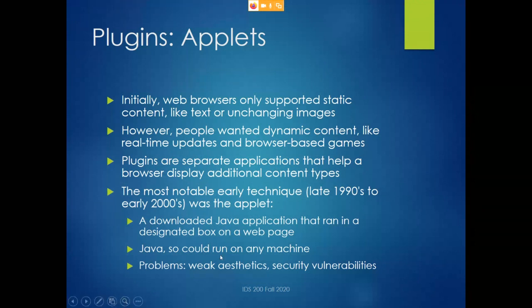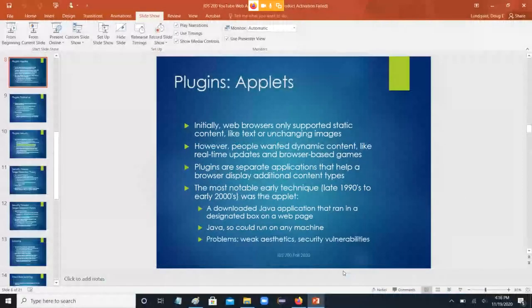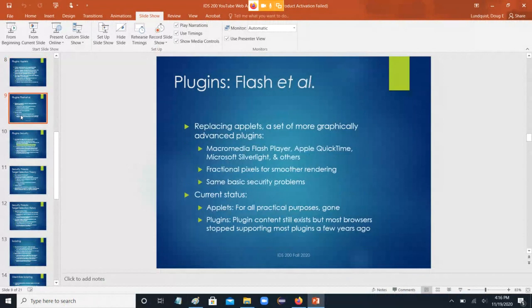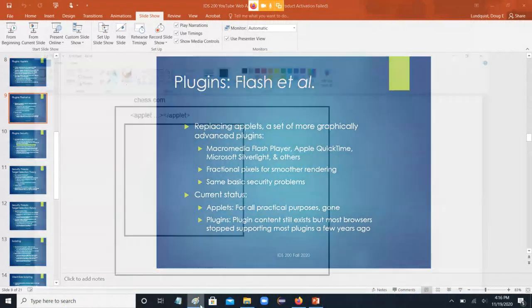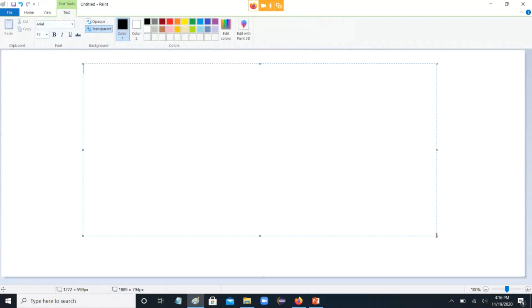The problem with applets, and there were some problems: number one, weak aesthetics, and number two, security vulnerability. So they didn't look that good. I mean, they were fine if you kept it in the same size rectangle as it was designed in, but if you tried to change the size of that, it got all pixelicious. And the other side is that there were security vulnerabilities. We'll talk about those a little down the line. But right now I'm going to talk about the image quality problems, and then we'll call it a day, I think.